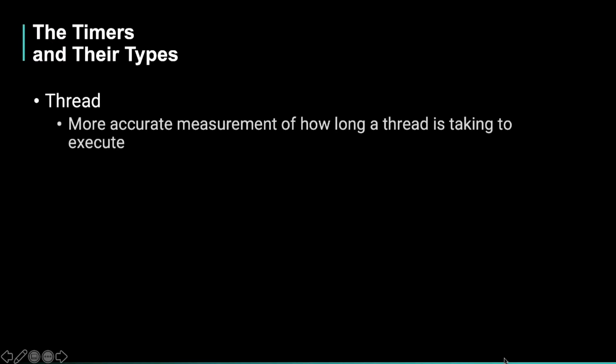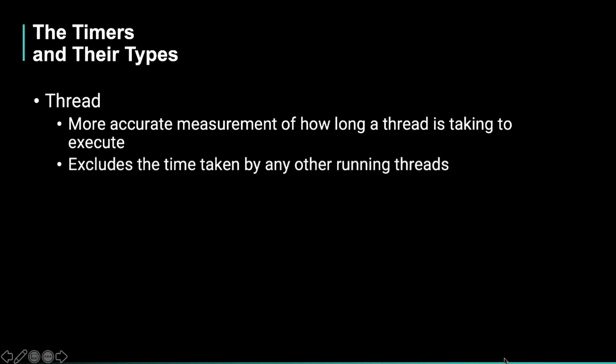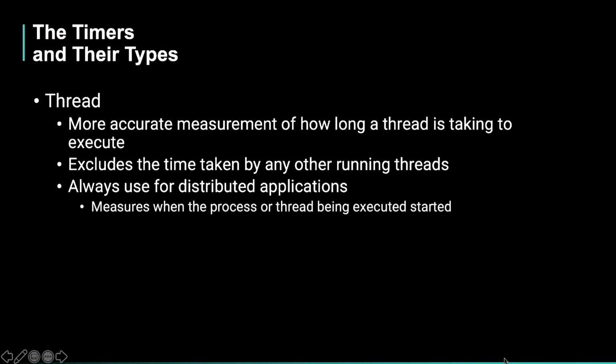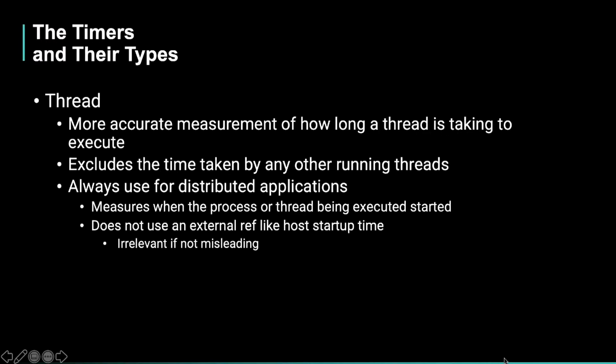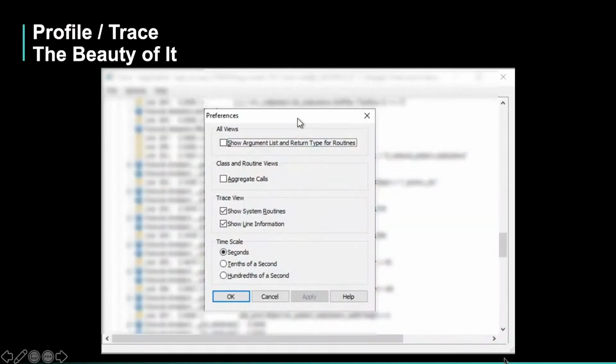Now the thread timer. It's a more accurate measurement of how long a thread is taking to execute and excludes the time taken by any other running threads. And you always use this for distributed applications because it ignores things like host server startup time. This information, it would be misleading to say the least. However, it is also a lower resolution than the clock timer, so there is a trade-off.